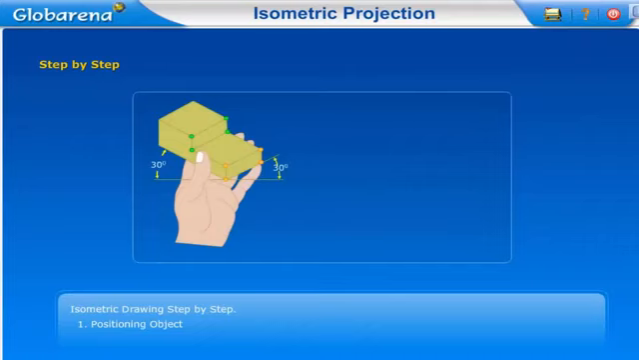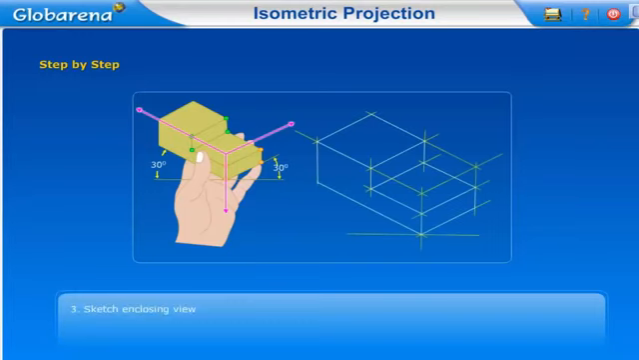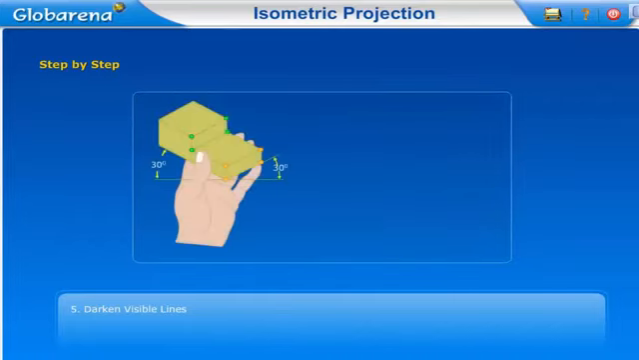Isometric drawing step by step. 1. Positioning object. 2. Select isometric axis. 3. Sketch enclosing view. 4. Add details. 5. Darken visible lines.